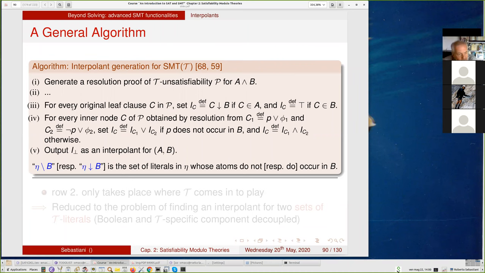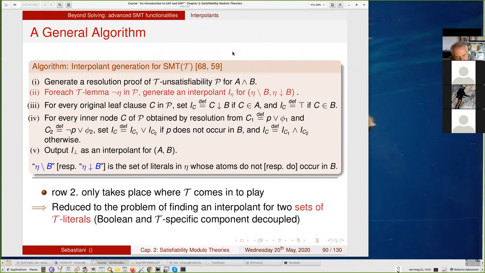If you remember, we had this algorithm. Then we generalize it by adding one important step. So how can we deal with theory lemmas? Well, remember that theory lemmas are valid. This means that their negation is inconsistent. A lemma is the negation of some theory conflict set eta, and remember that any theory lemma comes from the SMT solver as the negation of one conflict set eta returned by the theory solver.